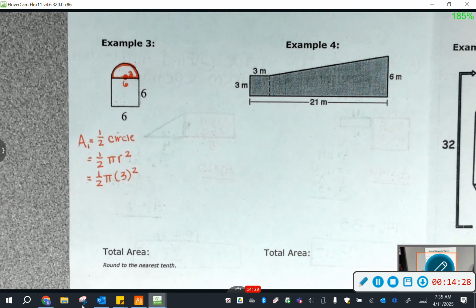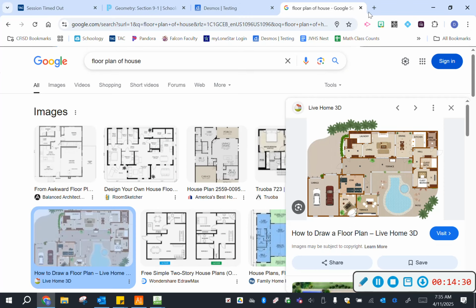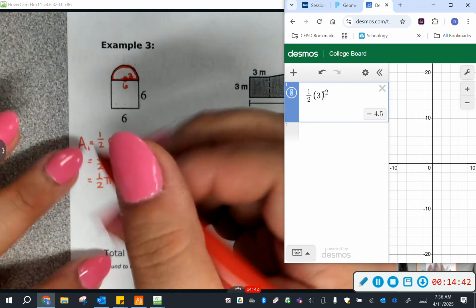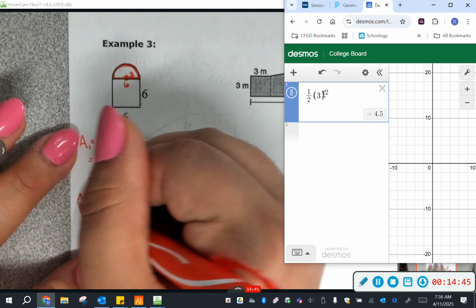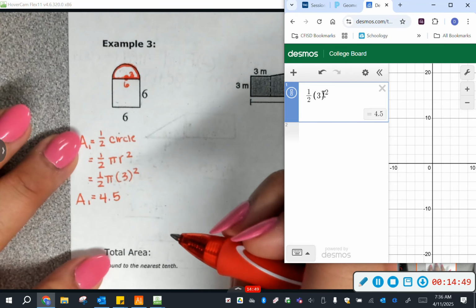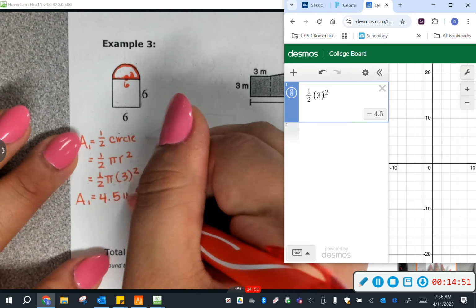And just put that in the calculator. And when we put things in the calculator, what are we doing? What do we not do? Do not put pi. And what do I get? 4.5. So the first area is 4.5? Nope. 4.5 pi.